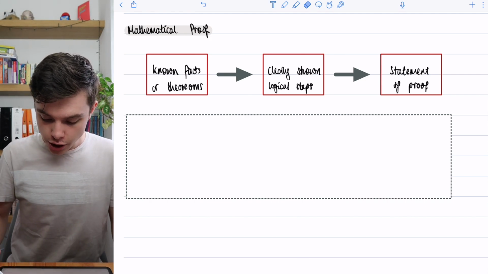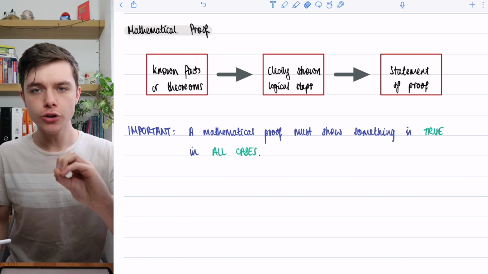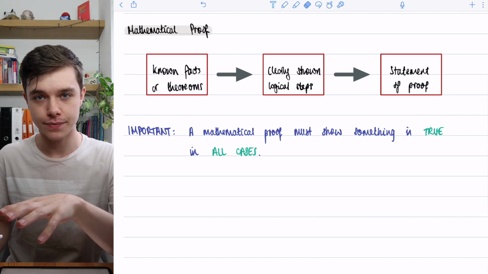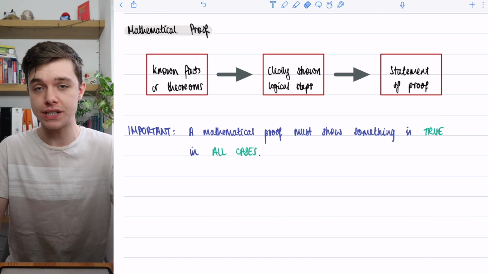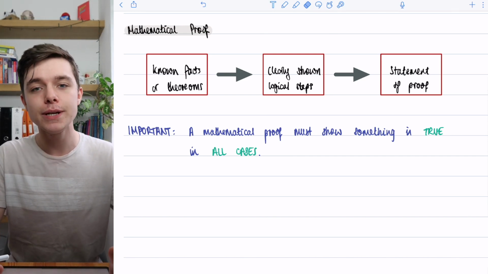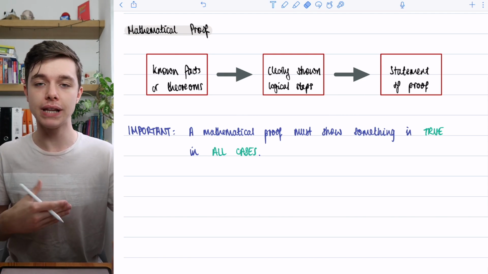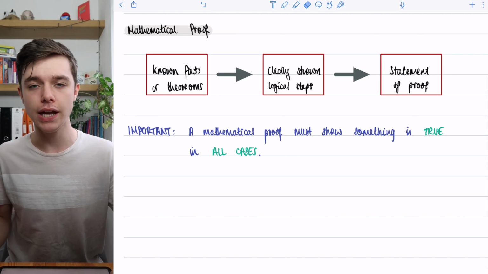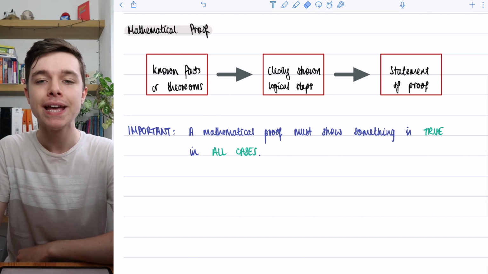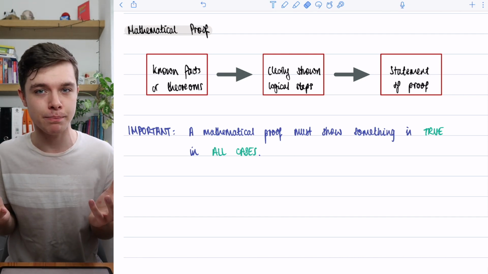Now, just one important thing here. A mathematical proof must show something is true in all cases. It's only true if you're being asked to prove it is true. So if you're being asked to prove something is true, then it has to be true in all cases. Just showing one case is true, so giving a true example, is not enough to prove it, because there may be a counter example, as we say.